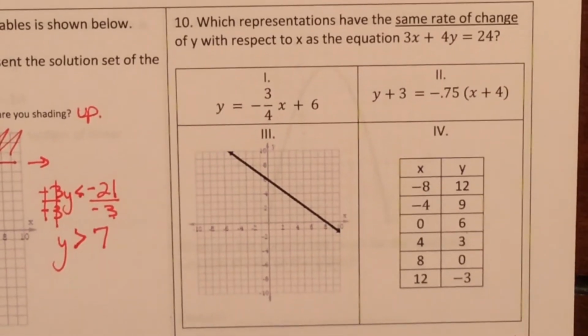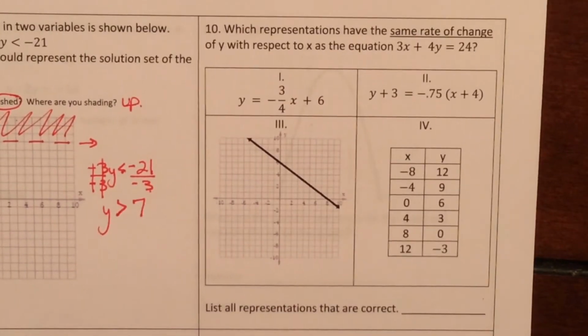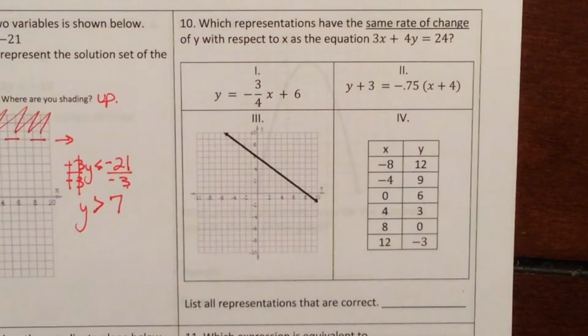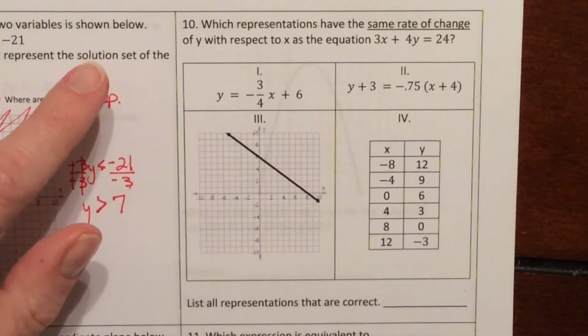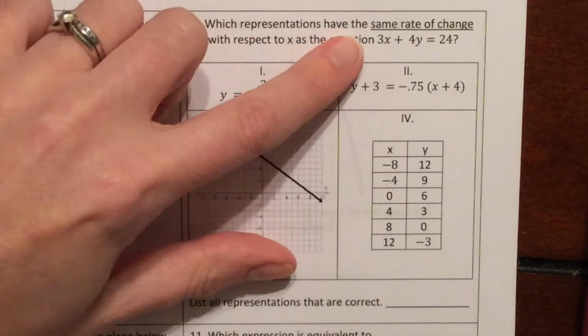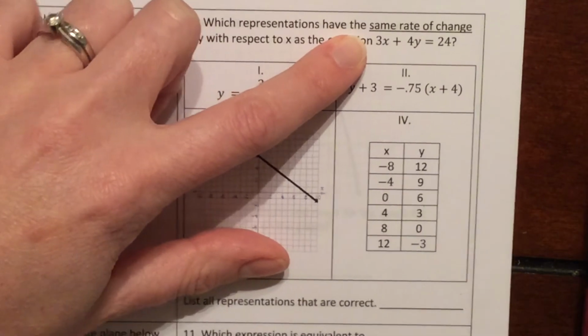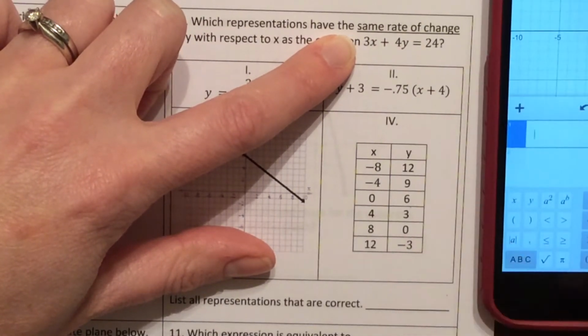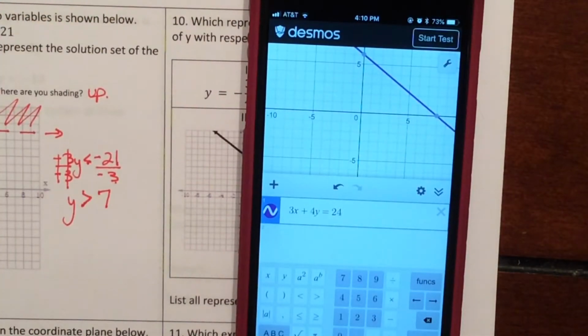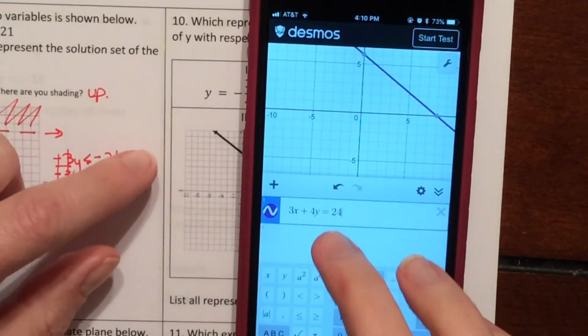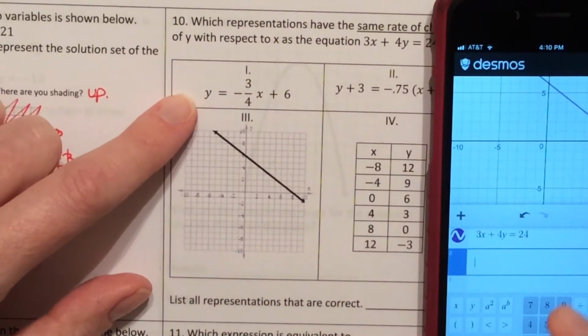Question number 10. Which representations have the same rate of change of y with respect to x as the equation 3x plus 4y equals 24? So we're going to do a lot of typing for this question. You're going to get on your Desmos and you're going to type 3x plus 4y equals 24. And you see that you get a line. And so we can see our slope. And then we're just going to start typing in our choices here.